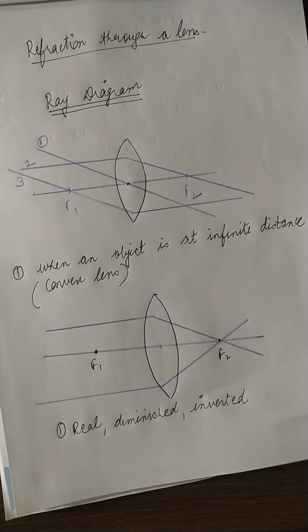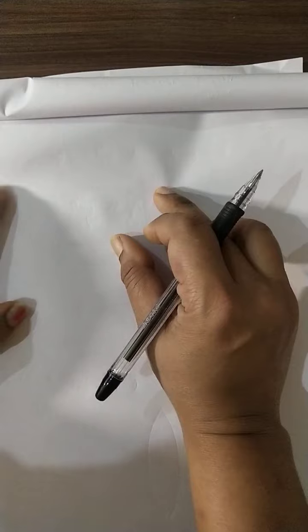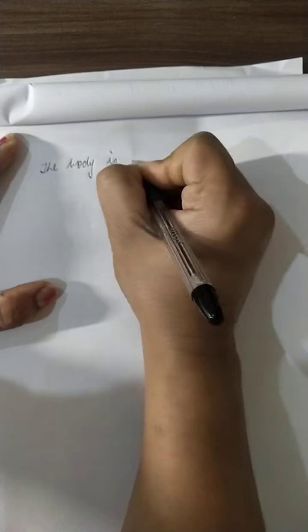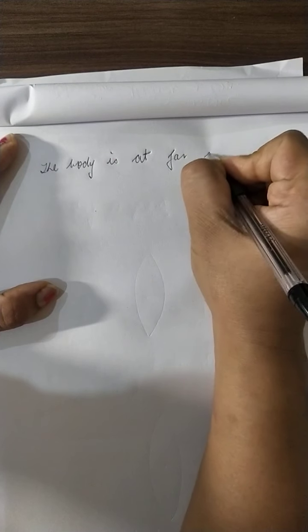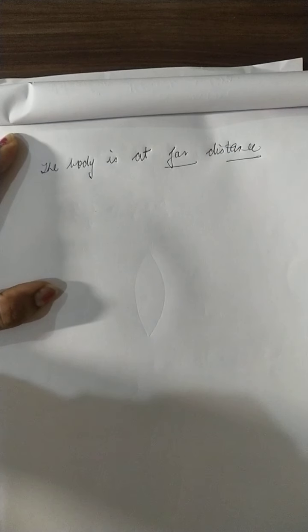Clear? So we'll do one more ray diagram. Now suppose the object is not at infinite distance. The object is little far away. We can't say that it is infinite. Suppose the object is at far distance. Not infinite means far distant. I am using a word far, right?